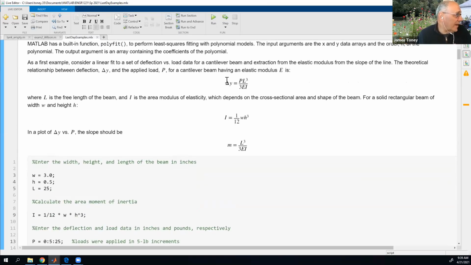revisiting something that you learned back in 1181 in the beam bending lab, and some of you have probably seen it again in mechanics of materials. That's deflection of a cantilever beam.